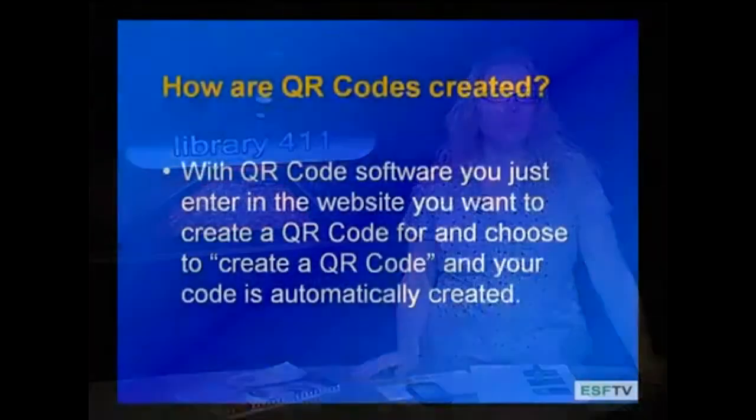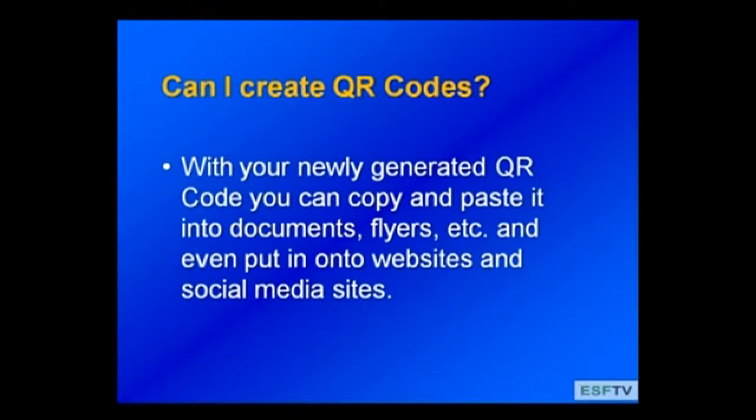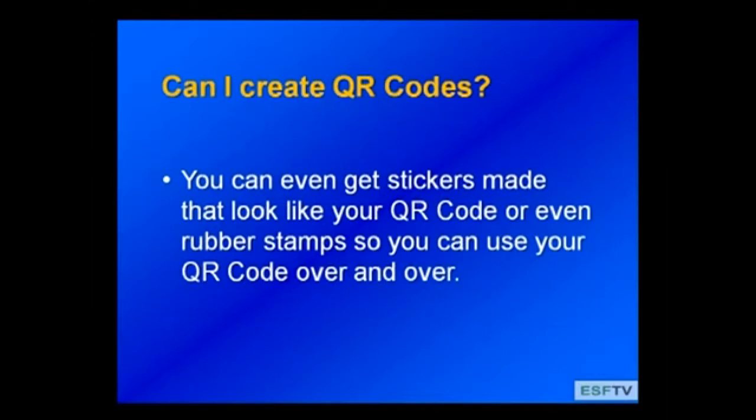So again, with QR code software, you just enter in your website you want to create a QR code for, you choose Create a QR Code, and it automatically creates that pixelated code. Once you have your pixelated QR code, you can copy and paste it into documents, flyers, anything that you want to put it on. And you can even copy and paste it and put it onto websites, onto your blog, onto social media sites. And now, QR codes are just like barcodes again. You can now get stickers made with your personalized QR code, and you can even get rubber stamps made that will stamp your QR code.